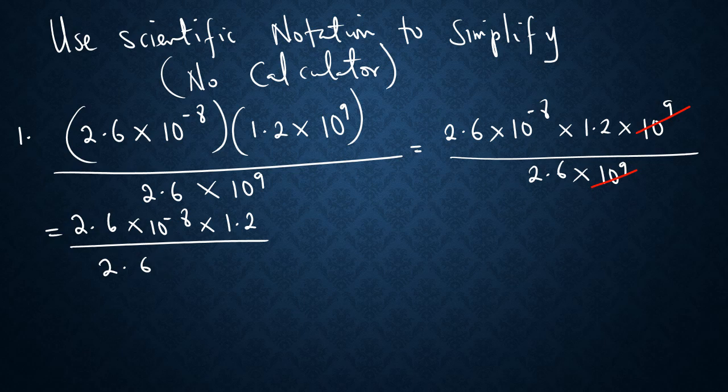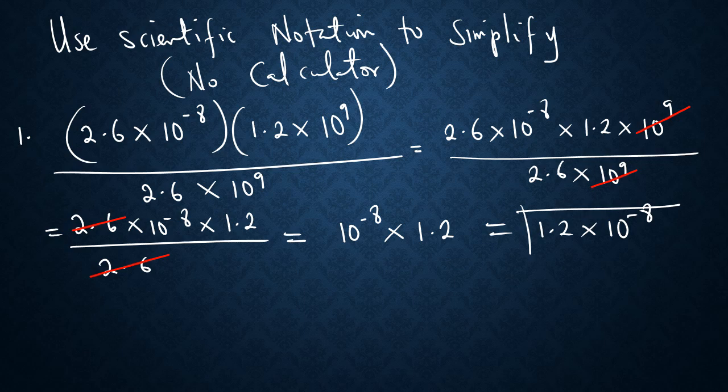All right, again, if we use our cancellations again, we can take this 2.6 away with that. Good. And then we end up with 10 to the negative 8 times 1.2, which is exactly 1.2 times 10 to the negative 8. So this is still in scientific notation.